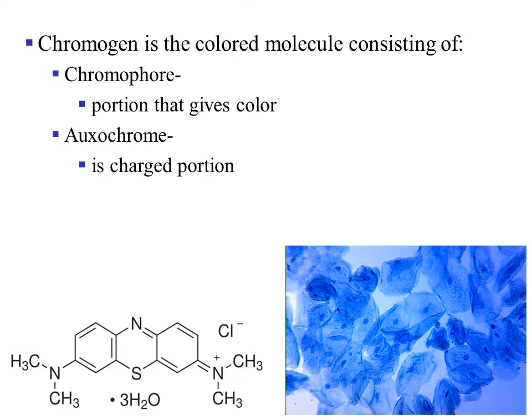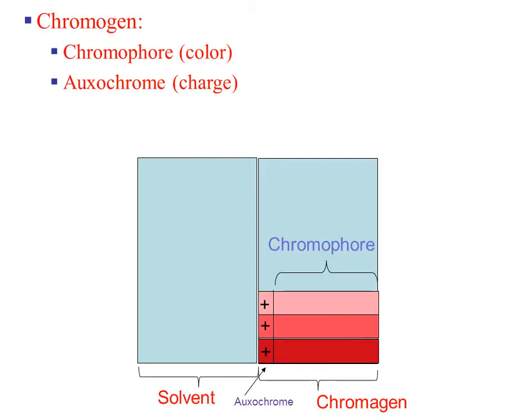Chromogen is the color molecule of the dye. It consists of the chromophore, which is the color portion, and the oxochrome, which is the charged portion. So here is an image of the chromogen. Notice that you have two portions. The chromophore is the color, and the oxochrome is the charge.